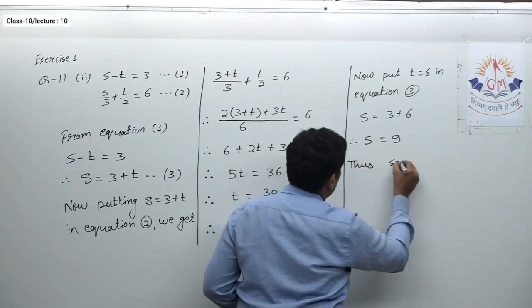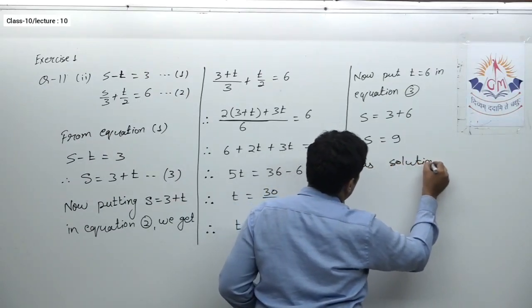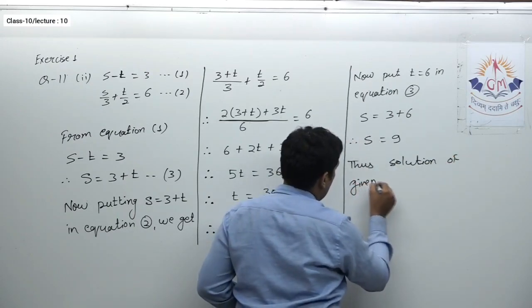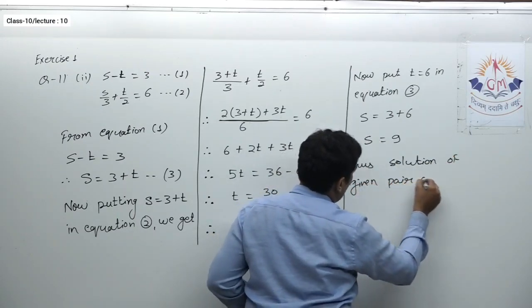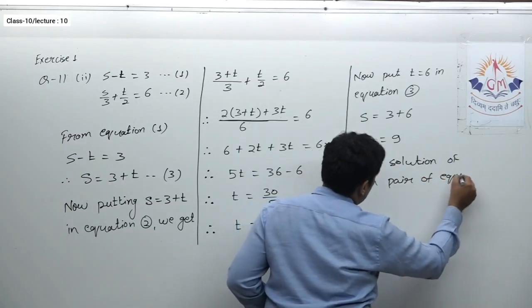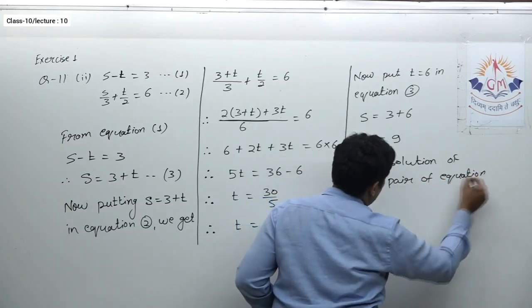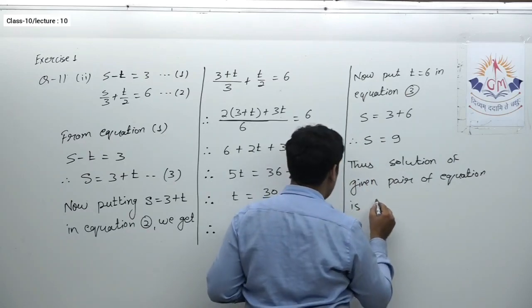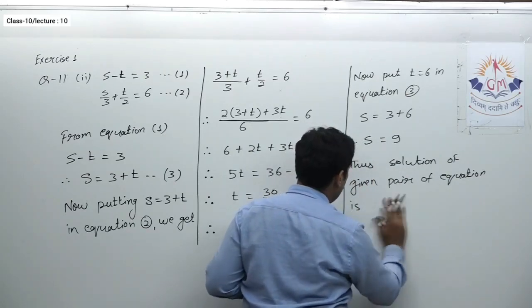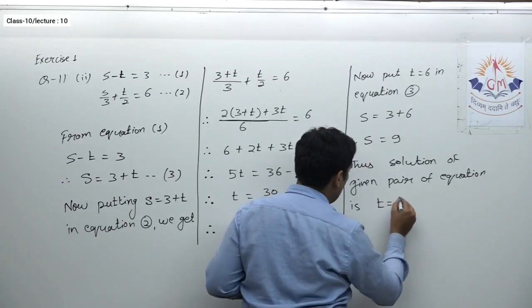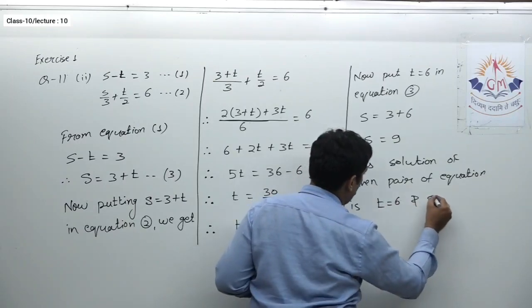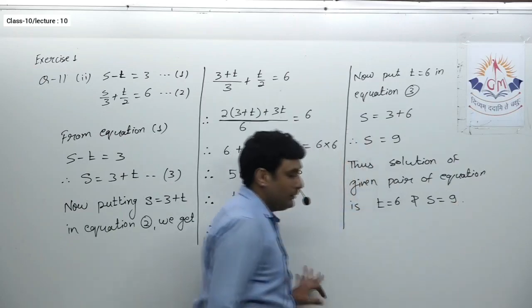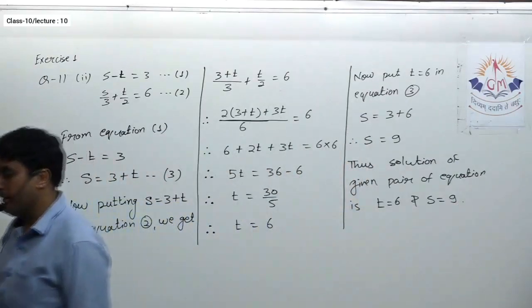Thus the solution of the given pair of equations is s equal to 9 and t equal to 6. T equal to 6 and s is equal to 9. Okay, so please note it down, then we will see the next question.